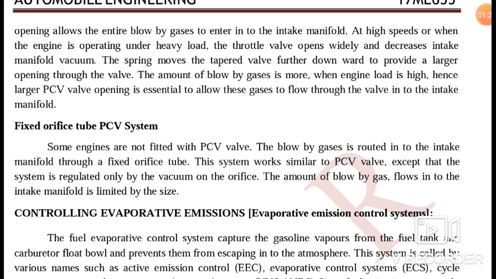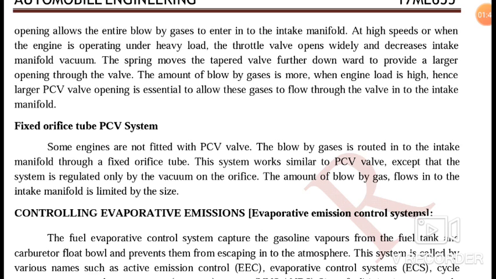atmosphere. Now there are some other systems we need to discuss one by one, which are used to control the emission of pollutants into the atmosphere. Those are controlling evaporative emissions. Evaporative emissions are a very important thing. What are evaporative emissions?